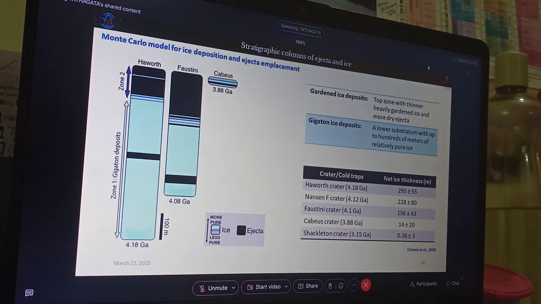So on the right hand side in the table you can see different impact craters, the names Howard crater, Nansen crater. These are the names of different craters present in the polar regions of the moon. They can have ice of around 295 meters thick in the subsurface. So you can understand how thick the ice can be on the moon.